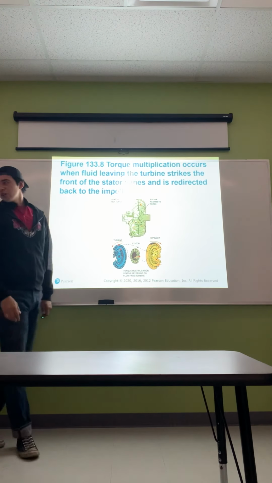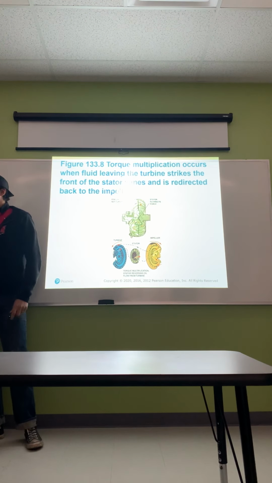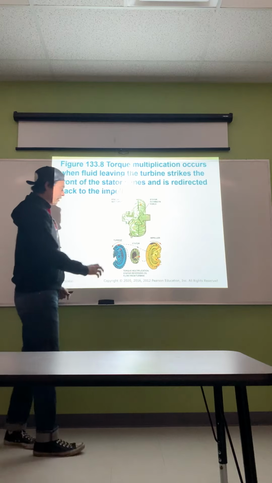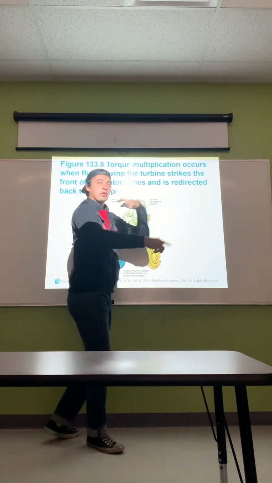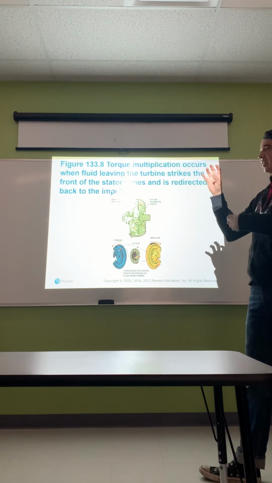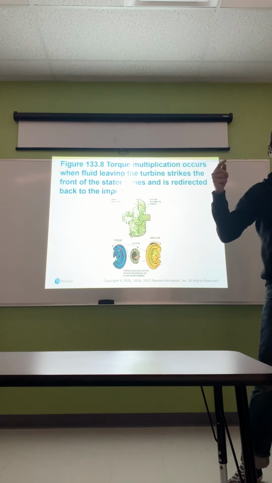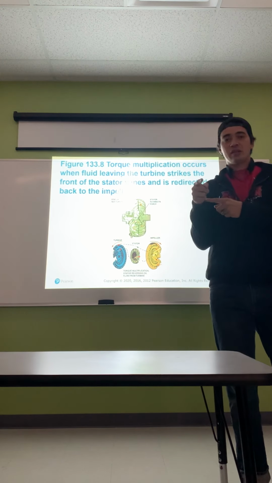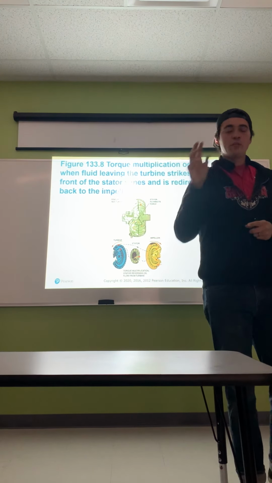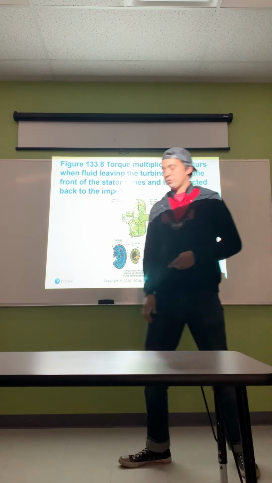Torque multiplication occurs when the fluid leaving the turbine strikes the front of the stator vanes and is redirected back into the impeller. So as these portions are all rotating together, remember you got fluid moving in there, you got transfer of energy through the fluid. As the fluid comes in and it hits the front of the stator, those vanes are going to help transfer that energy to the portion that's attached to the transmission. Then that movement is actually going to help with the rotation of the parts inside the transmission itself.